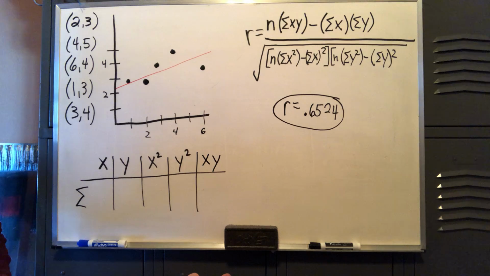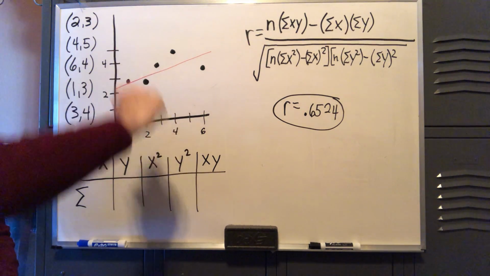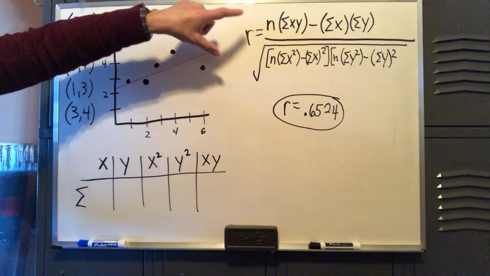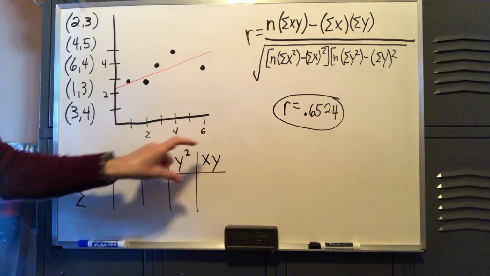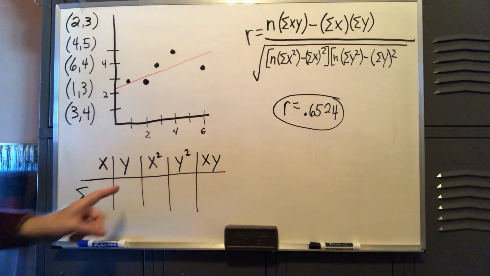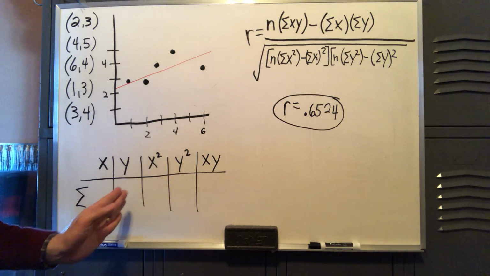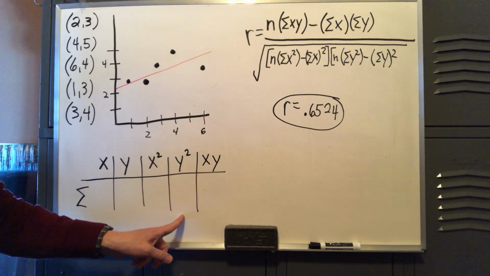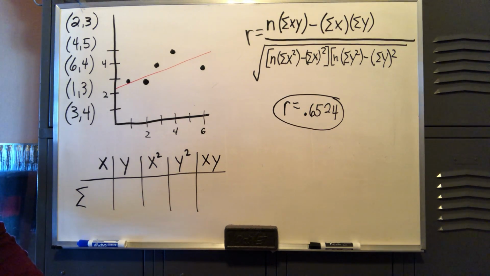Later on, if you take a harder stats class like Stats 2, you might learn things like trying to fit a curve to this data, which might be better. We only make you do lines in this class. So in order to use this huge formula up here, don't be afraid of it. We're going to do a little math by filling in a chart. We have our x and y values. Then we square all of our x's and put those in a column, the y's go in and I square those, and then we have our xy's. At the very bottom, we want to sum those up.